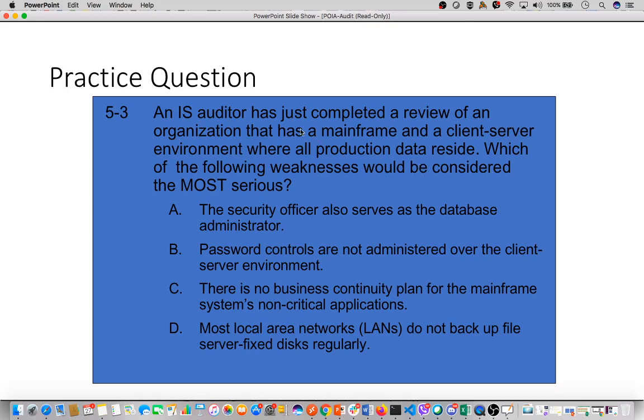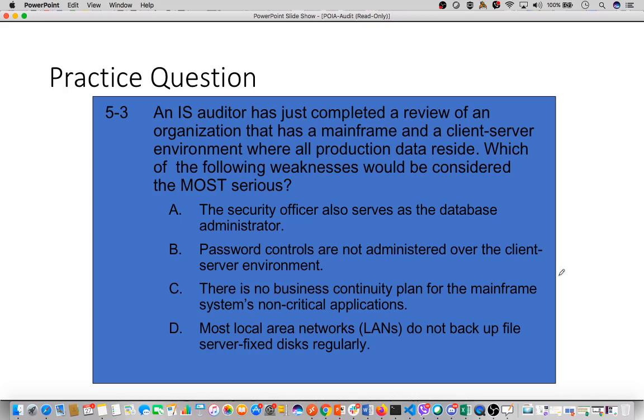An IS auditor has just completed a review of an organization that has a mainframe and client server environment where all production data resides. Which of the following weaknesses would be considered the most serious? You have to find the weakness in a case where there's a mainframe and a client server environment. The security officer also serves as the database administrator, which is kind of a problem. So read the other options. Password controls are not administered over the client server environment.